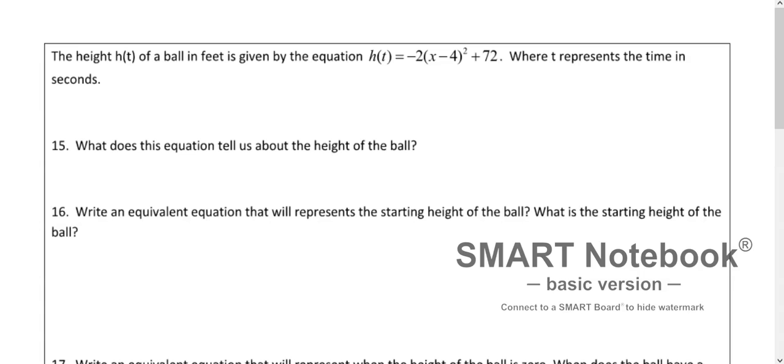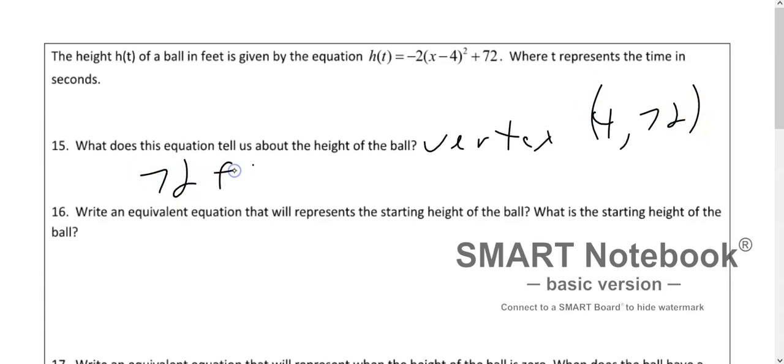Last but not least, a good old real world problem. Now this time it says the height of the ball is given by this equation. It's in vertex form. All right? So it says, what does this equation tell us about the height of the ball? It gives us the vertex, which is 4, 72, which means 72 feet maximum height in 4 seconds.